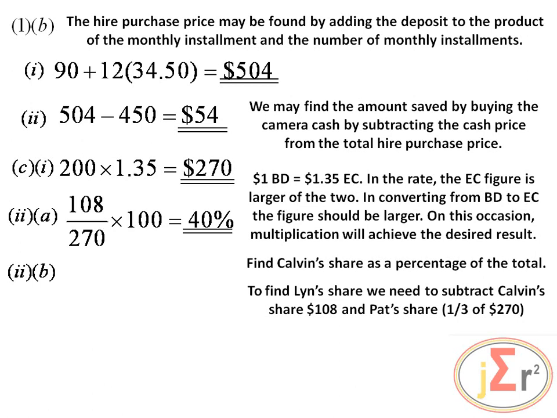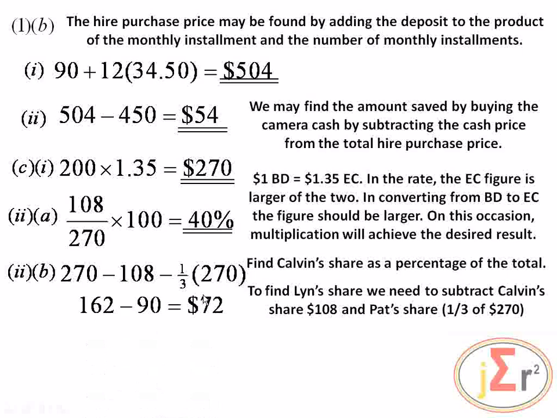To find Lin's share, we need to subtract Calvin's share and Pat's share from the original amount. The original amount is $270. From that, we need to subtract $108, and we also need to subtract 1/3 of 270. That will be demonstrated right here: 270 minus 108 minus 1/3 of 270. And 1/3 of 270 is 90. And when we subtract that, we get $72. And that will be Lin's share.